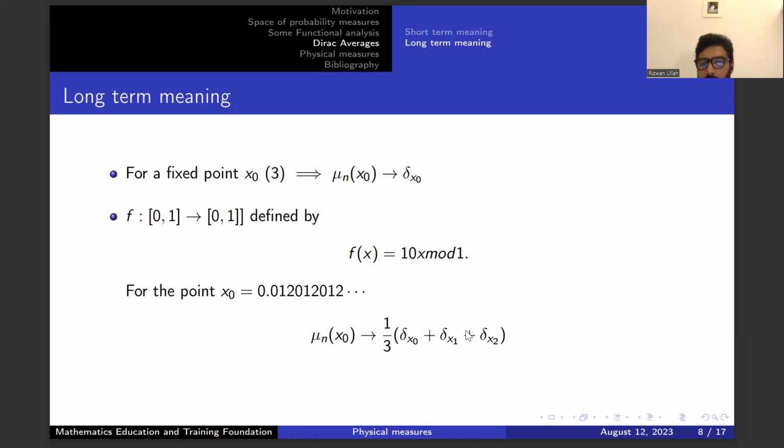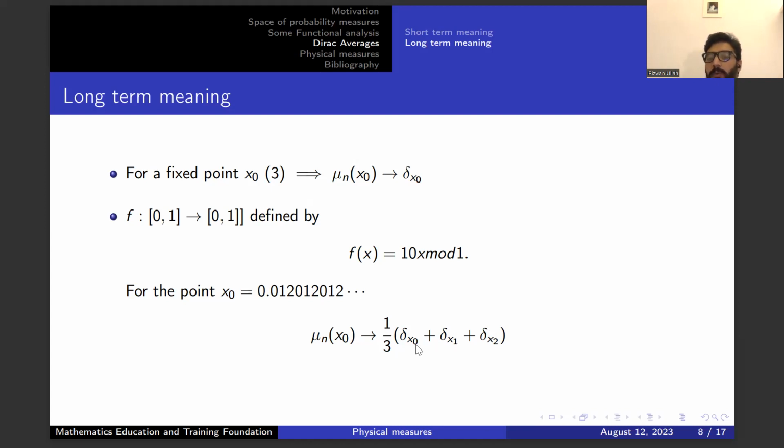So when you have the point x naught, in the weak star sense, the Dirac averages for this point x naught are actually converging to 1/3 of the sum of the Dirac deltas at the points x naught, x1, and x2.